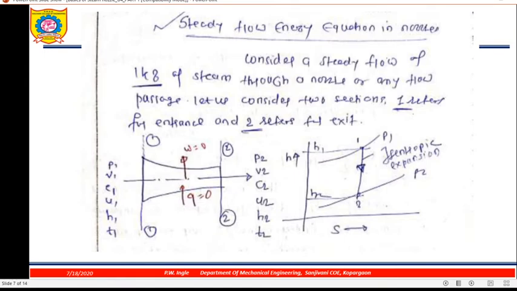So for an open system we apply the steady flow energy equation. Consider a steady flow of 1 kg of steam passing through a nozzle. This 1 is the entrance and 2 is the exit.